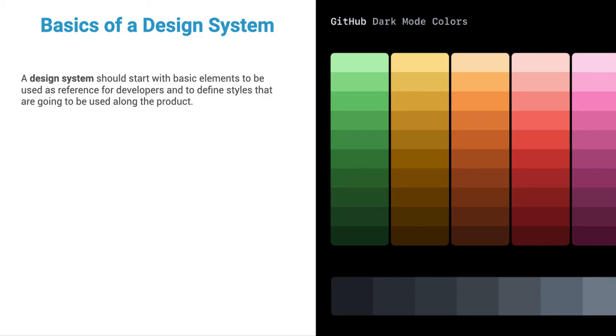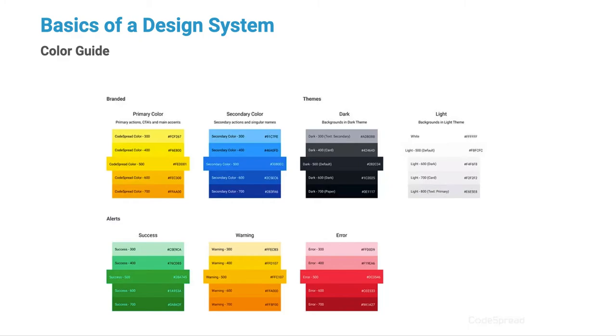Okay, so we're going to talk about the basics that you need to have to start a design system. And this should be the reference for the developers, but also for yourself when you start building the rest of the elements. And after this, we're going to talk about why atomic design, because these basic elements plus the methodology of atomic design is what is going to help you grow your design system. So of course, the first thing is a color guide. Not necessarily in this order, but it's one of the main things you need to have.